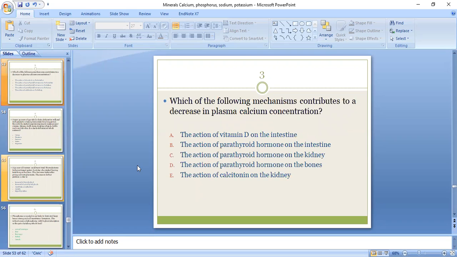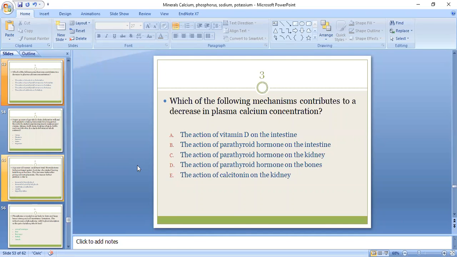Which of the following mechanisms contributes to a decrease in plasma calcium concentration? Whether the action of vitamin D on the intestine, the action of parathyroid hormone on intestine, kidney, or the bones, or the action of calcitonin on kidney. Which action will decrease the plasma calcium concentration?